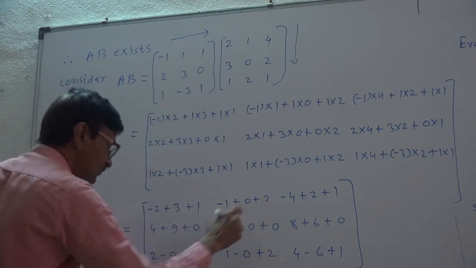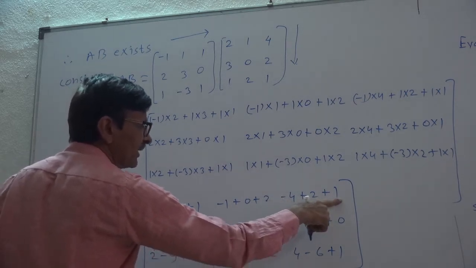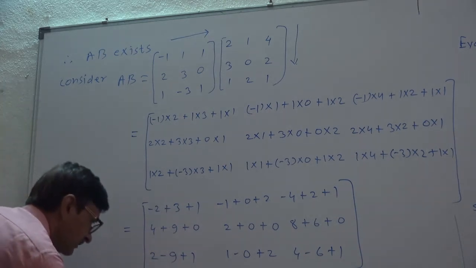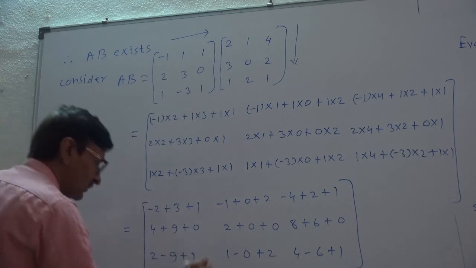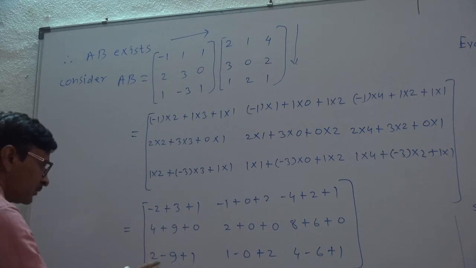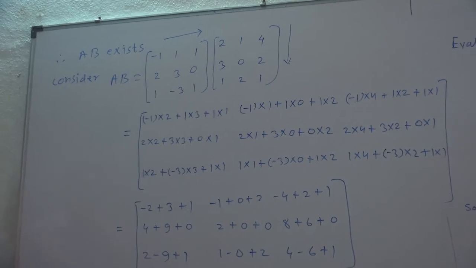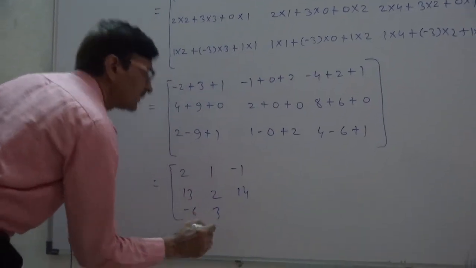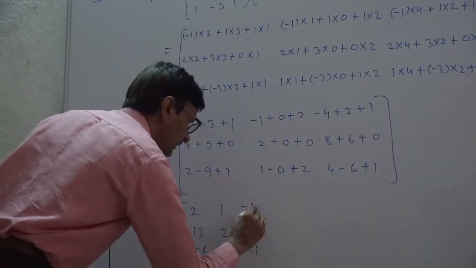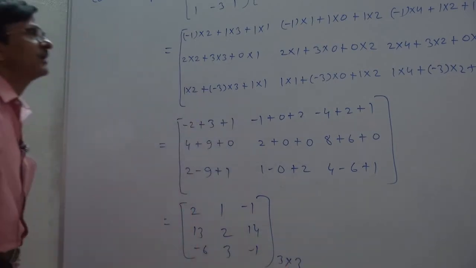Then minus 1 plus 2, 1. Minus 4 plus 2, minus 2. Minus 2 plus 1, that is minus 1. 4 plus 9, 13. Then 2. 8 plus 6, 14. 2 minus 9, minus 7. Minus 7 plus 1, minus 6. Then 1 plus 2 is 3. And 4 minus 6, minus 2. Minus 2 plus 1, minus 1. So here, this is the product matrix having order 3 by 3.